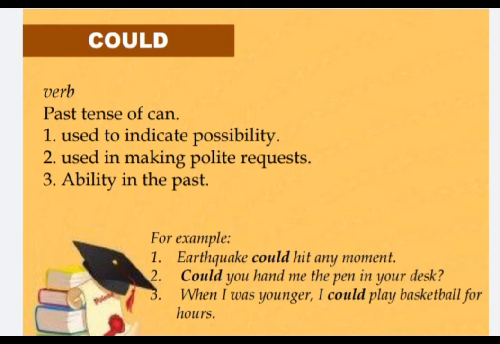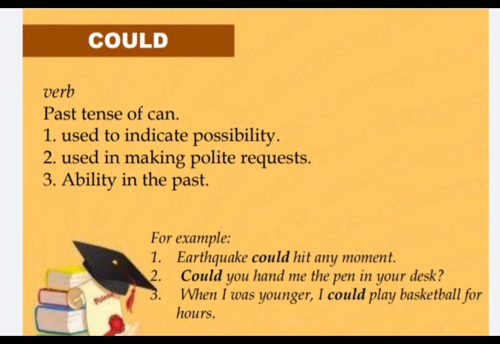So the third modal that we are going to discuss is the modal could. It is the past tense of can. Number one, it is used to indicate a possibility. However, could is only used if it is less likely to happen. Number two, use in making polite requests. And for number three, ability in the past. These are the skills that we have once in our childhood, for example, or before an accident happened.